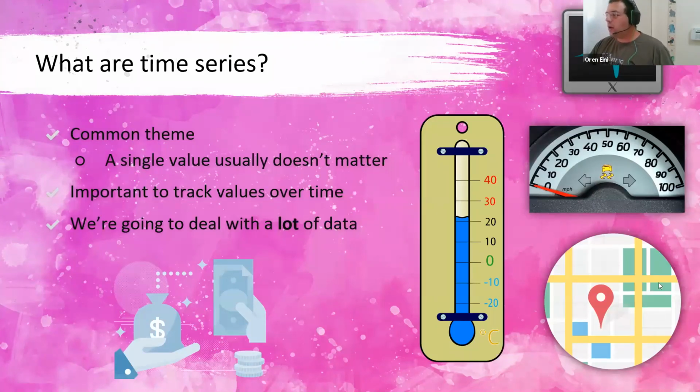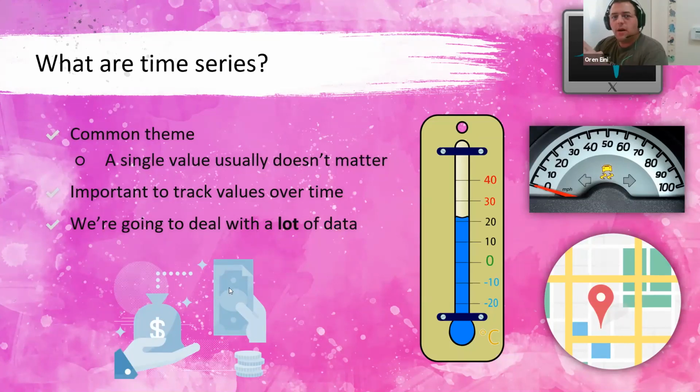Same thing if you think about storing GPS locations. Having a single GPS location is okay. Having a set of GPS locations gives you a lot more detailed information, and it's kind of scary. Another example is measuring speed over time. Are you driving safe or not, stuff like that. Temperatures and currency exchange and stuff like that.